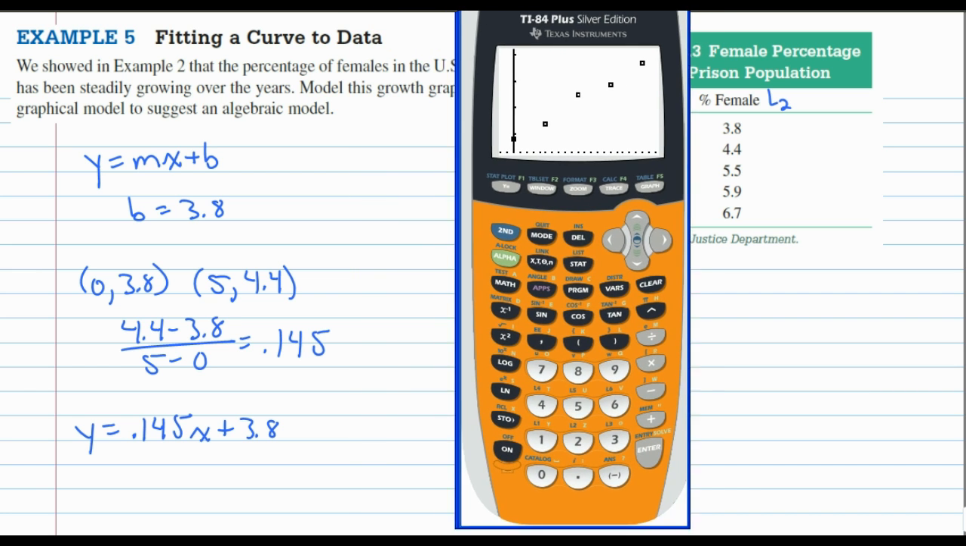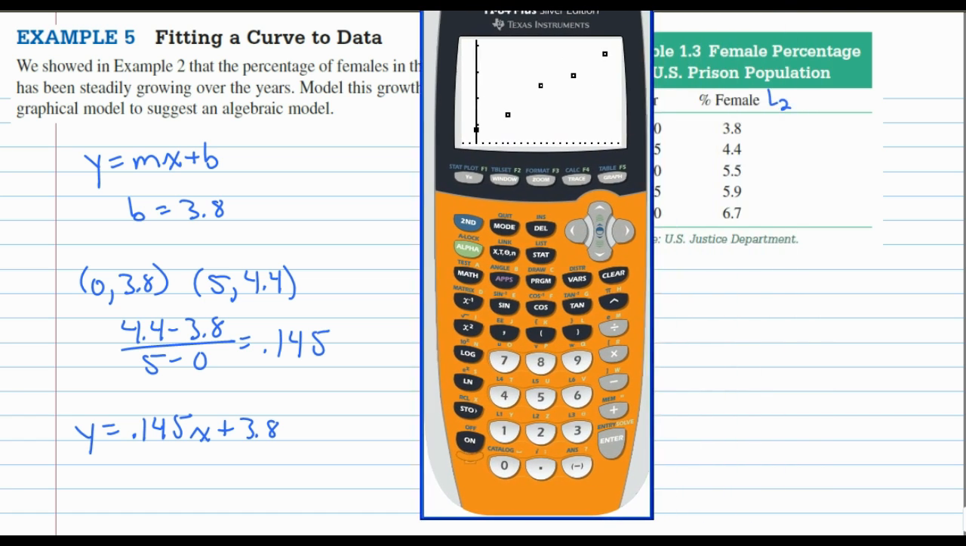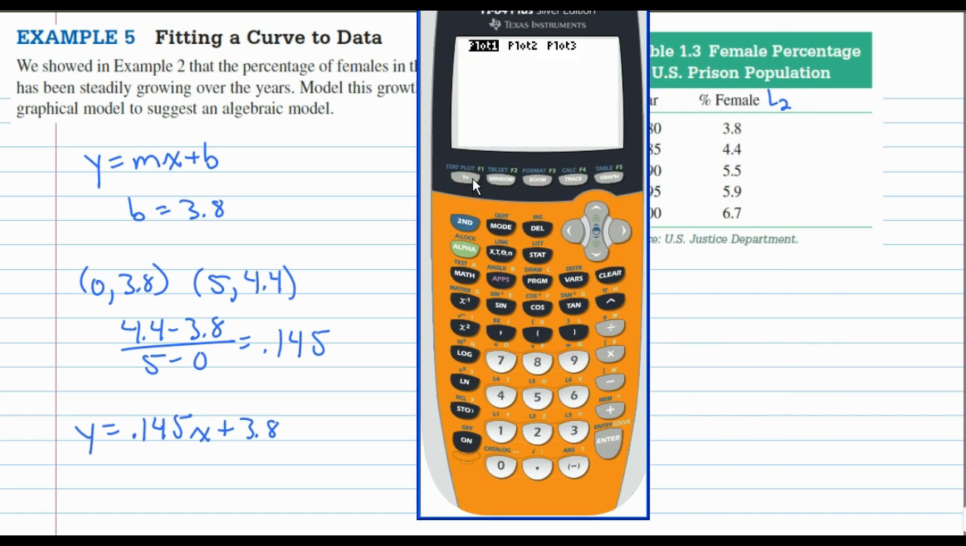Again, the problem only says come up with an algebraic model, but I want to make sure that it lines up with my graphical model. So I'm going to put in y1 0.145x plus 3.8, and then I'm going to hit graph. And you can see that that linear model does a good job of representing the graphical model.